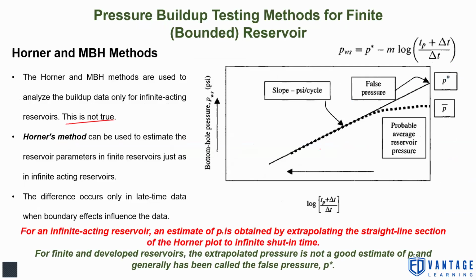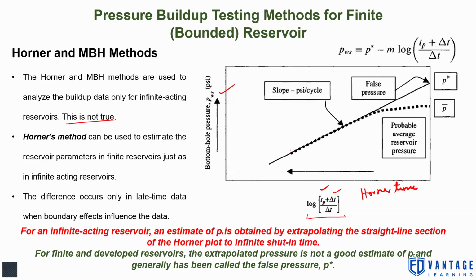It is finite. So as I've told you, we plot the bottom hole shut-in pressure (PWS) versus log of (TP plus delta T) by delta T. Can anyone tell me what this is? It has a very interesting and famous name. Horner time. Correct, Horner time. Horner invented this technique using log of (TP plus delta T) by delta T, where TP is the production time and delta T is the shut-in time. So this ratio is now dimensionless.